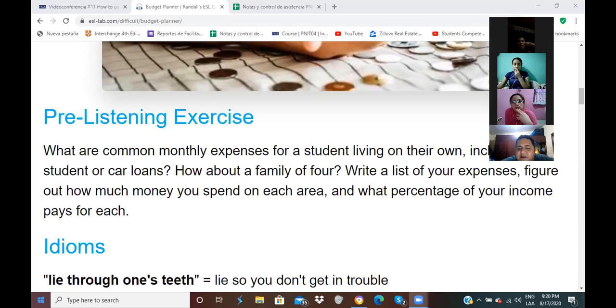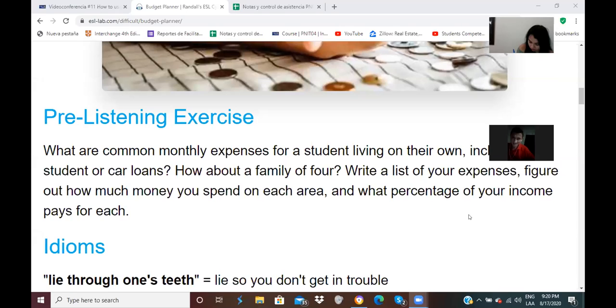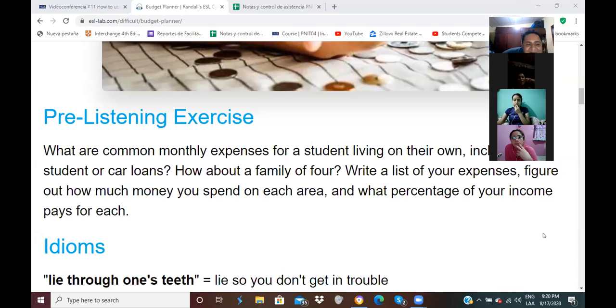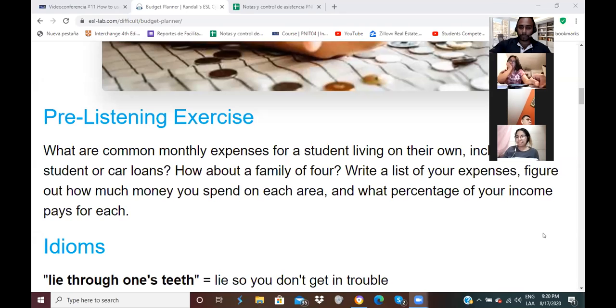That's what I didn't finish. Wow. I spend in my house payment a lot of money. Bills. Pool. College payment for my little son. Medical expenses. And clothes. Okay, excellent.